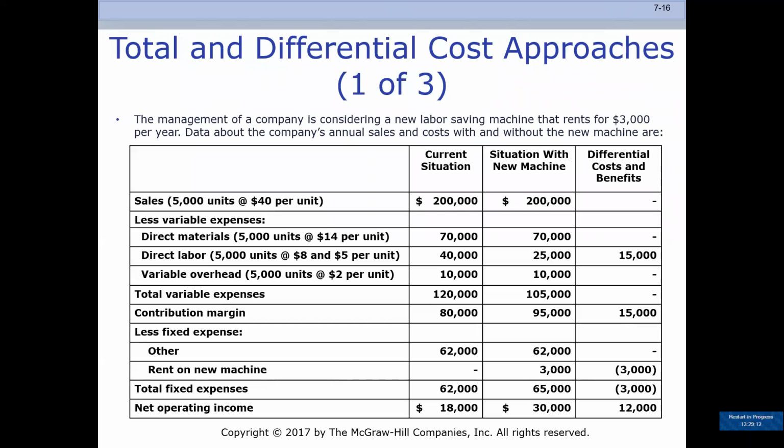So the bottom line, net operating income, if you keep the status quo, don't buy the new machine, 18,000. If you buy the new machine or rent the new machine, 30,000, a difference of 12,000. So what should you do? Should you rent the new machine? Yes. This is called the aggregate approach because it shows everything, the relevant information and the irrelevant information. The aggregate approach. Aggregate means everything combined. The incremental approach, or the differential approach, would be just looking at the 15 and the 3. Much easier.